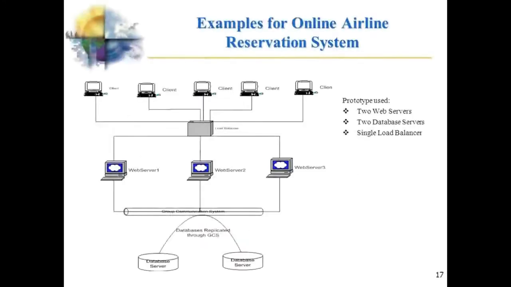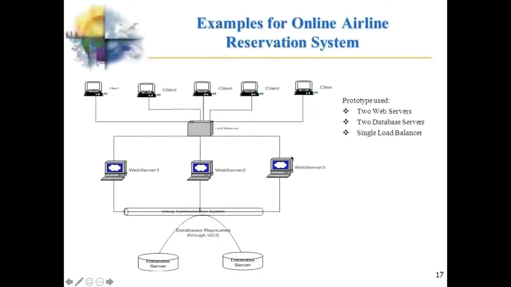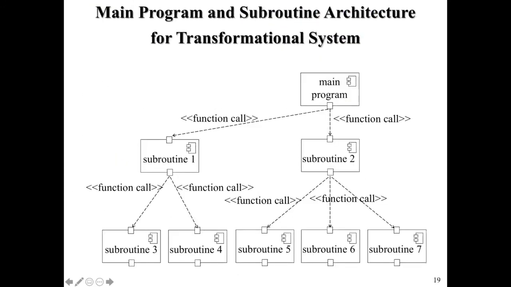Our next type of architecture is for your transformational system, and the architecture style is main program and subroutines. If you are developing your system and its type is transformational, this is the architecture that you should use. You should have one main program, and that main program should have some subroutines. In this picture, this is the UML stereotype to show the software components.